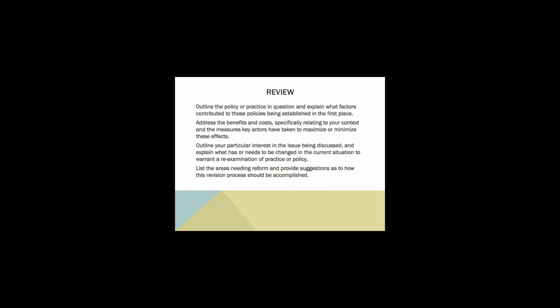So let's review and think for a moment about the different sections of your paper and what they should accomplish. In the first section, you want to make sure that you introduce and outline the policy or practice in question and explain what factors contributed to those policies being established in the first place. In section 2, you want to address the benefits and costs specific to your context and the measures key actors have taken to maximize or minimize those effects.